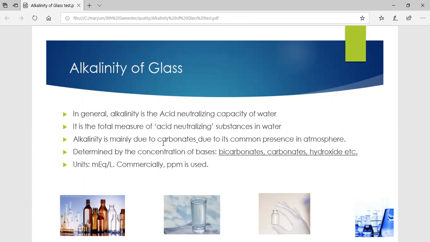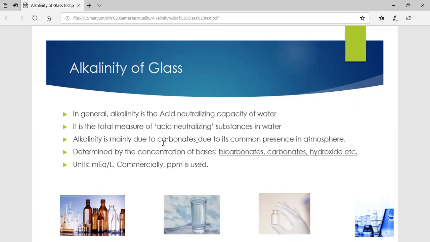That is how the acid present in the water can be neutralized with the glass, because the glass has a leaching process of bases from its surface. How it happens, why the bases get leached from the glass surface, what the alkalinity of the glass is, and what procedure can be followed to measure the alkalinity nature of the glass, we are going to study in this lecture.